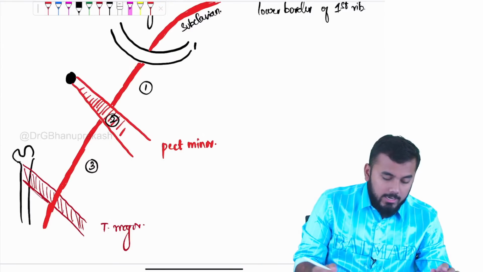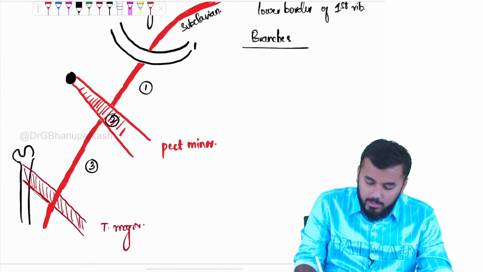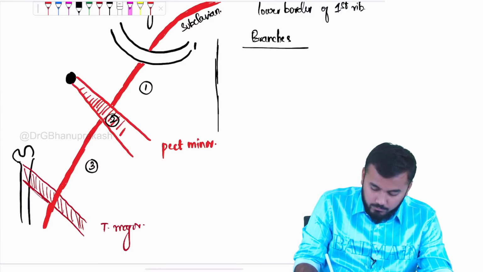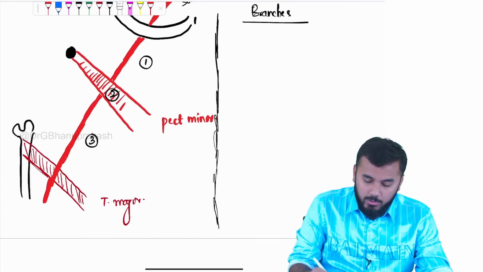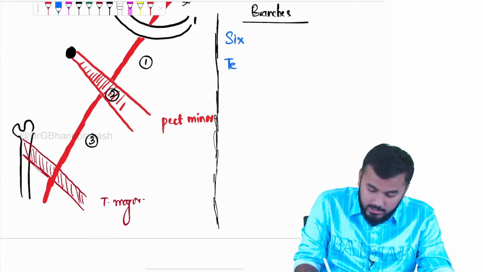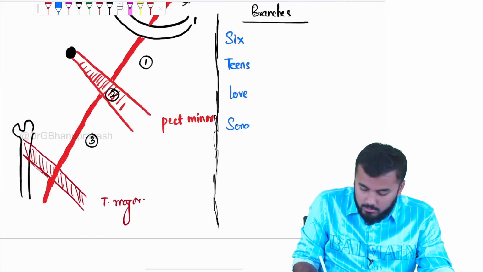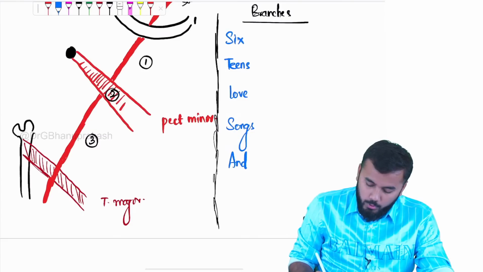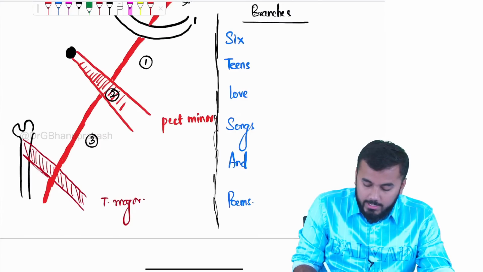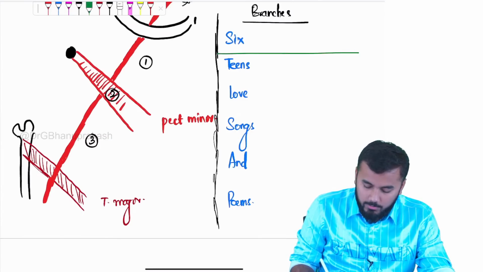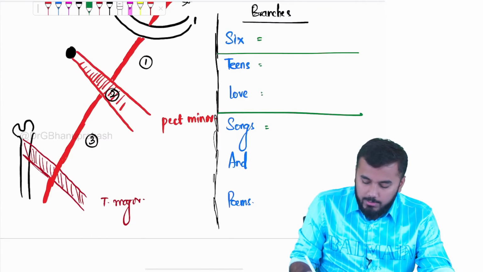But before discussing the branches, you just have to remember a small mnemonic, guys. Remember it as 'Six Love Songs and Poems'? I kept this mnemonic; if you want any other mnemonic, you can keep it. So the first part has only one branch, the second part has two, and the third part has three branches.